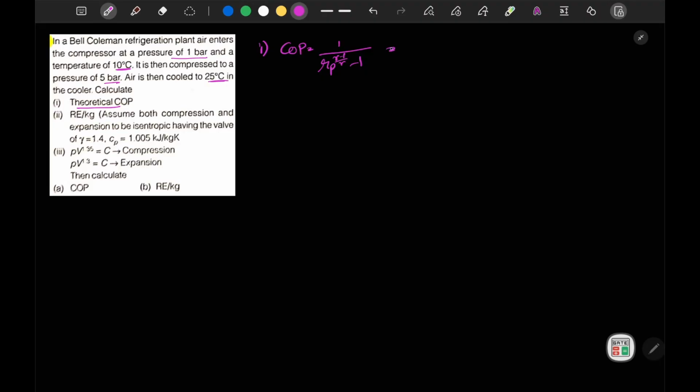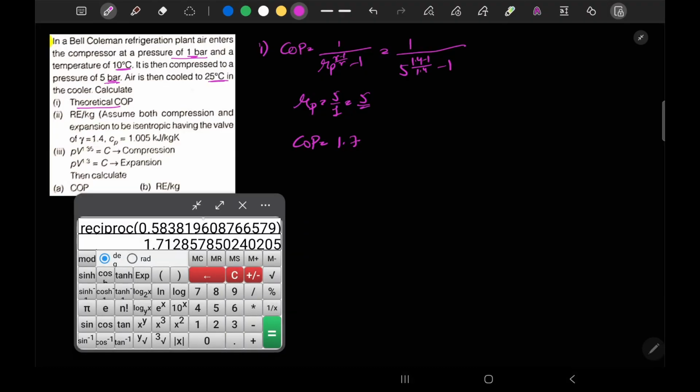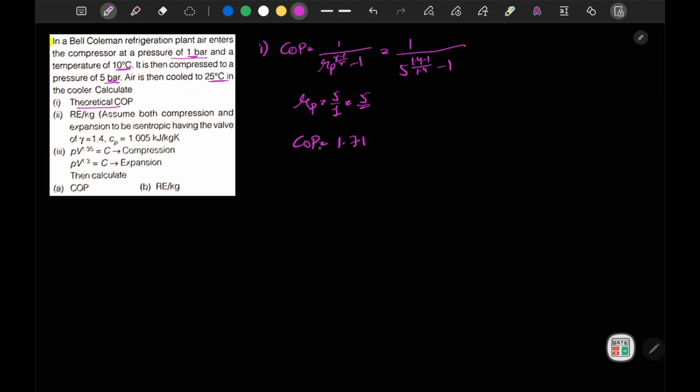Now if I want to write Rp, it is the pressure ratio, that is compressed to 5 bar. Initial pressure was 1 bar, so 5 upon 1 is equal to 5. If I substitute this value, 1 upon 5 to the power 1.4 minus 1 upon 1.4 minus 1. If we solve this, I will get our COP value to be 1.71. So this is our COP.